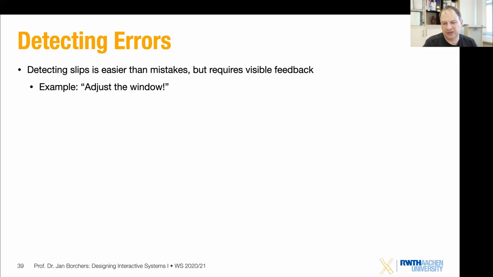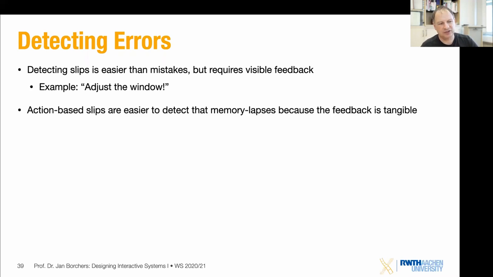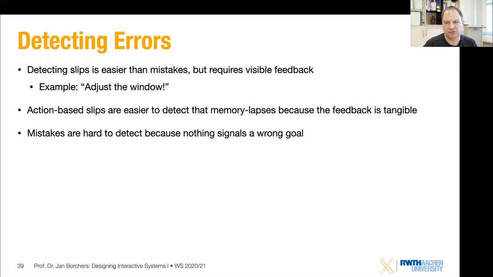Another example is how we go through these things, how we detect errors, which is usually happening in sort of a bottom-up fashion. And of course, action-based slips are easier to detect than memory lapses because the feedback is actually tangible, right? It's easier to catch that way. Mistakes are really hard to detect because nothing is actually signaling us a wrong goal at all, right? There's nothing in that sense.